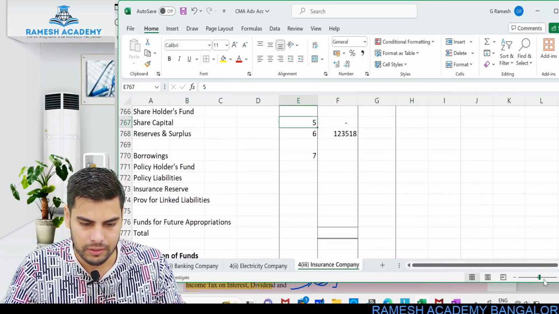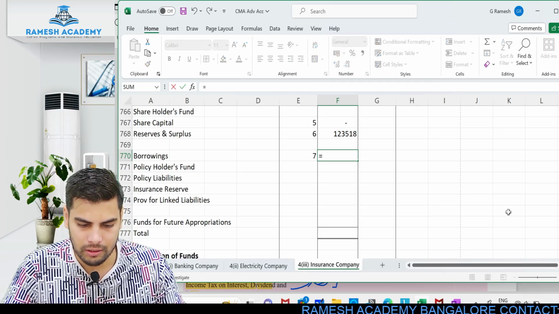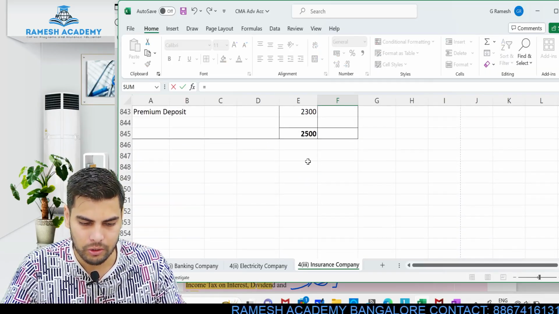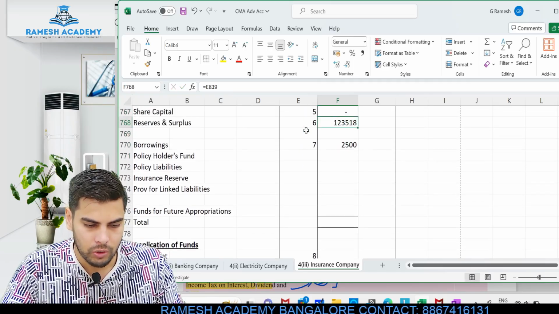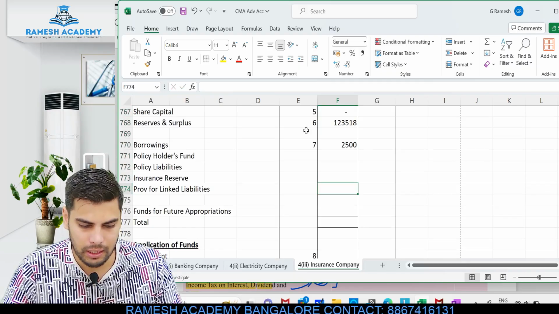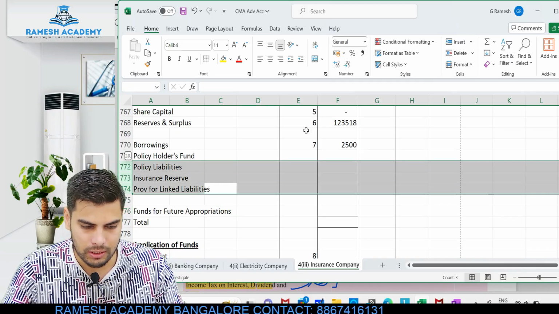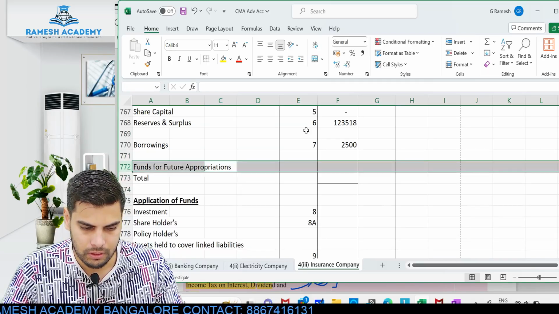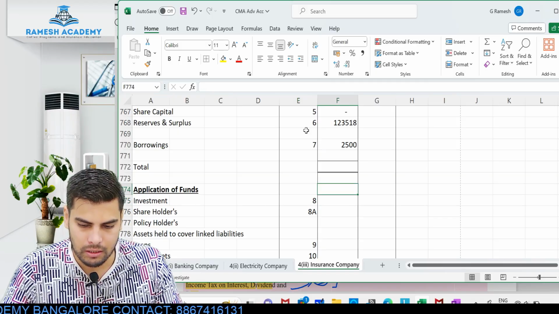The first illustration, I understand that will be tough for you guys. But make sure that once you practice each and every information, you will get to know where exactly we are supposed to show these items. 2,500 done. So after this, policyholders fund, nothing. We don't have all these things. So these insurance reserve, if you want, you can just remove all these things. Funds for appropriation, nothing. Then is the turn of investment.